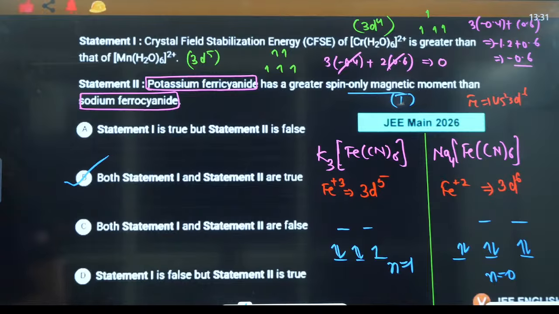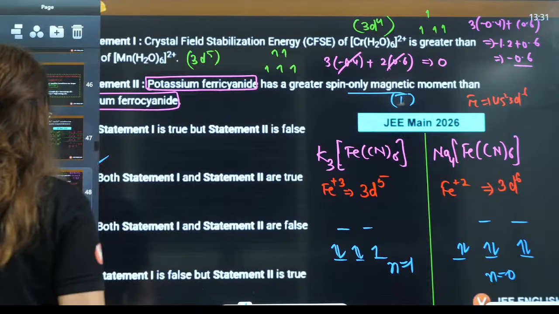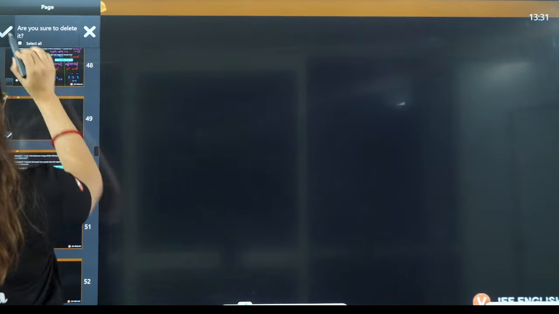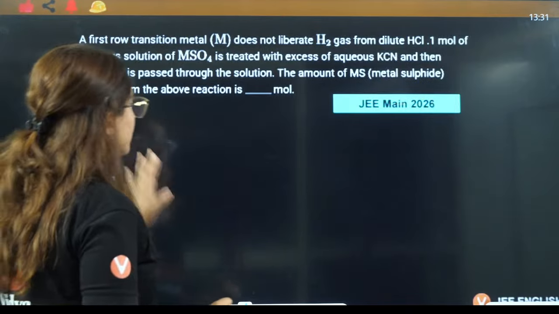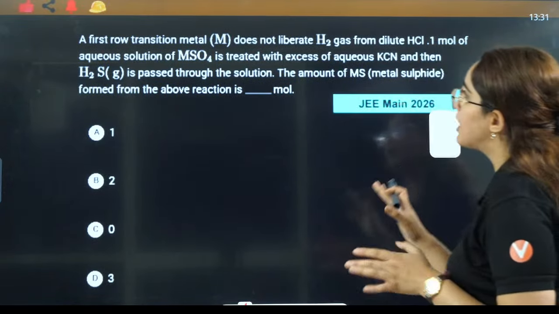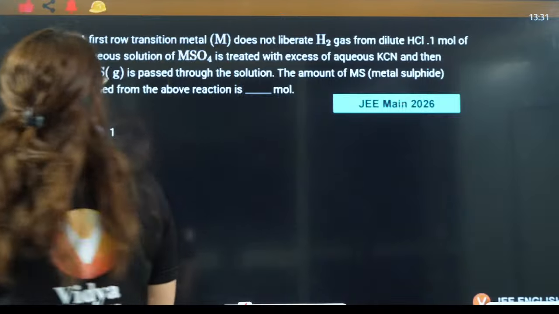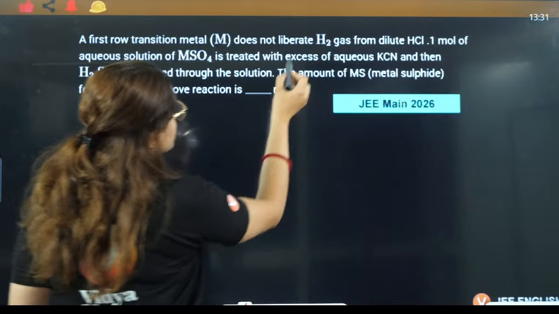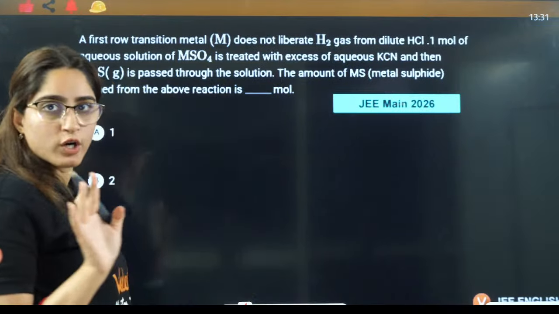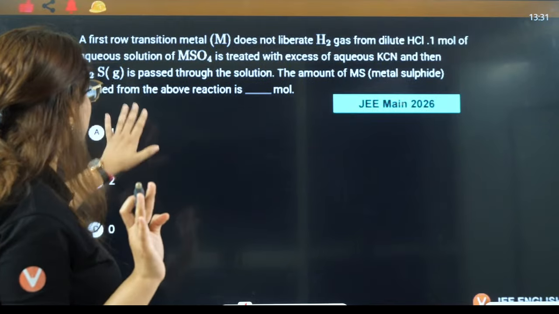Okay. Tell me everyone, is that clear? Is that clear? Right? Now let's talk about the next question here. That is also a very interesting question of 2026, which says a first row transition metal does not liberate H2 gas from dilute HCl.